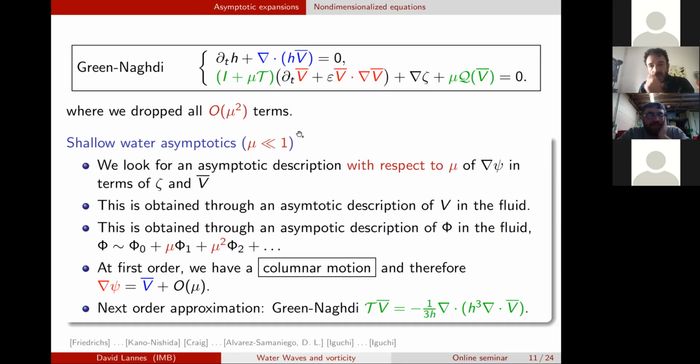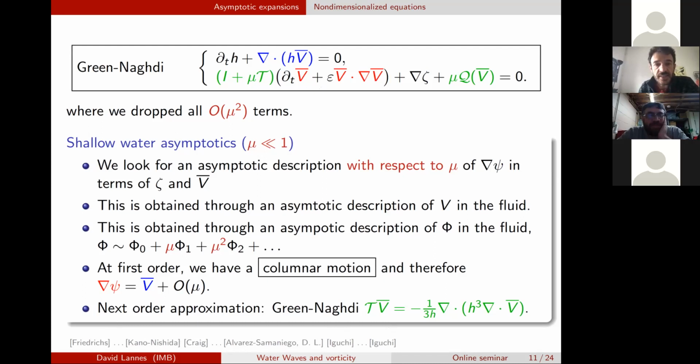For this kind of model, there have been plenty of works to derive and justify it. Starting probably from Friedrichs, then Kano, Nishigaki, Craig, then Boris Alvarez and also Iguchi independently, we have justified these Green-Naghdi models. More recently, Iguchi has studied a family of models called the Isobe-Kakinuma models, which you can see as further improvements of these Green-Naghdi equations. Okay, so the idea behind this is the same.